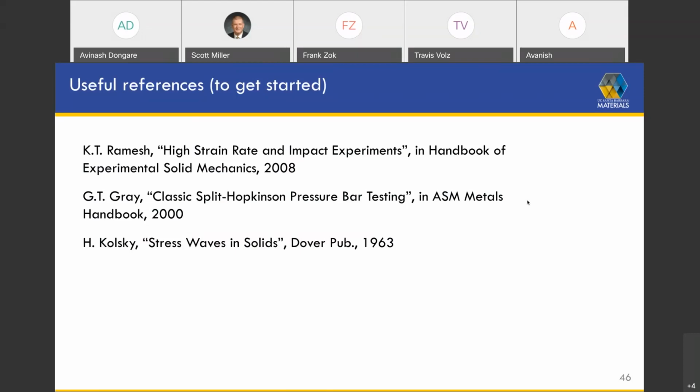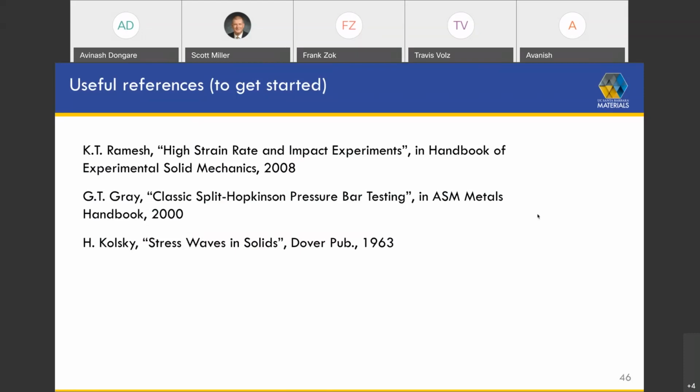Now, if you want to go a little bit deeper than that, or if you want to learn a bit more about the fundamentals, there is a book by Kolsky himself, published like 50 years ago now, 60 years ago now, almost. It's a little book called Stress Waves in Solids, and it is literally a little book. You can pick it up on Amazon for about $6 if you want to buy it used. It's a gem of a book.